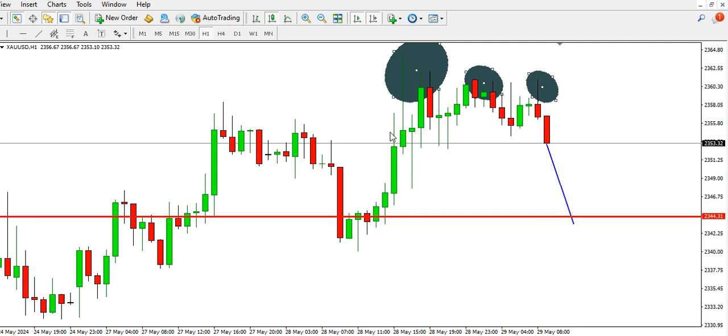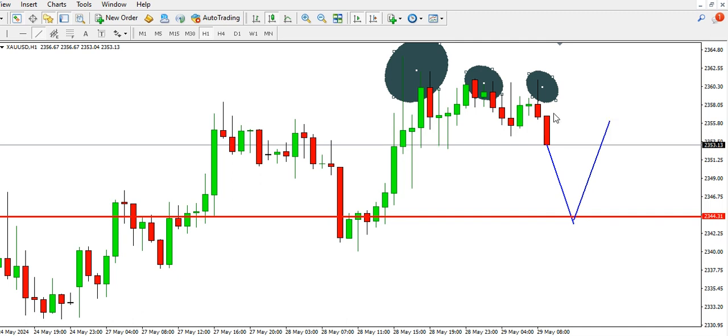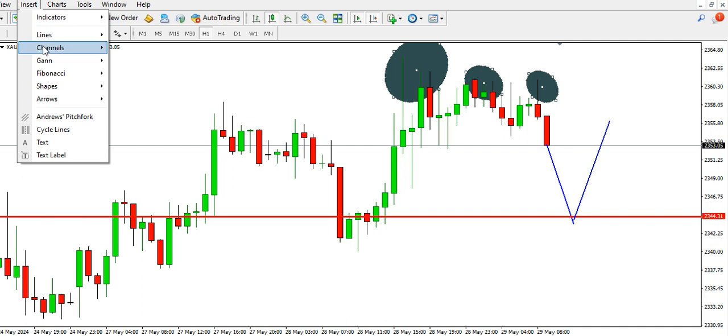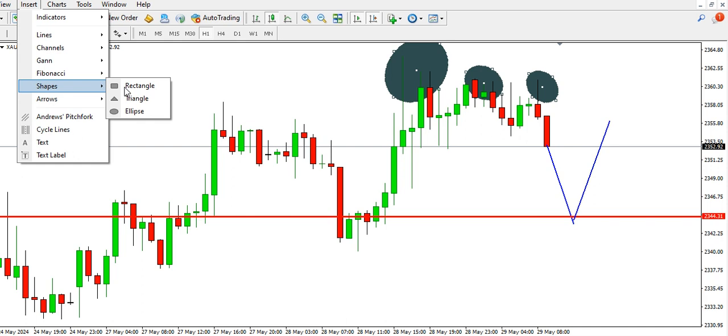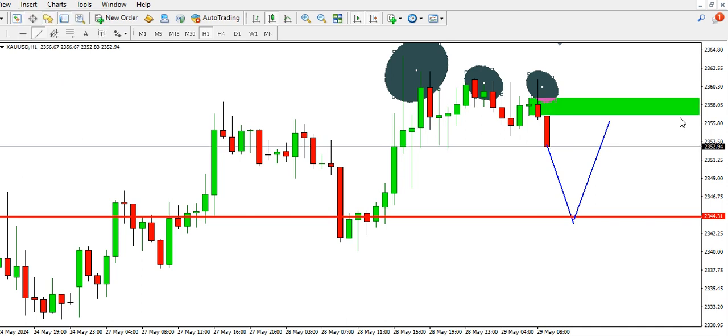And if price drops to that level, we might see price pushing up at that level. I see price pushing back up to test the supply order block around here. Price might rise to test the supply order block around this level. Okay, that's a possibility.